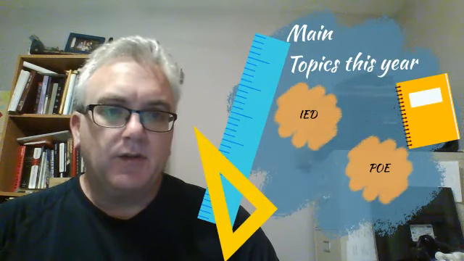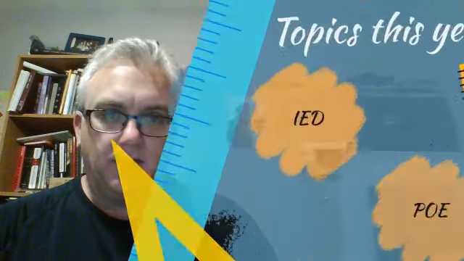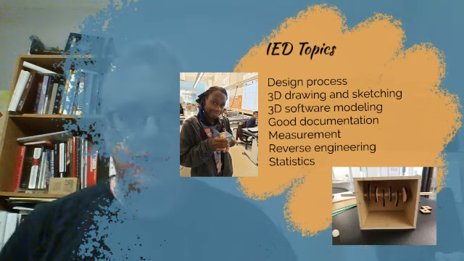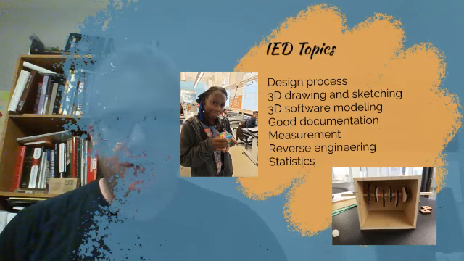So let's review. What main topics did we cover this year? In IED, we covered things like the design process, 3D drawings and sketchings, 3D software modeling, how to do good documentation, measurement, reverse engineering, statistics, a few other things. These are the main points, though.